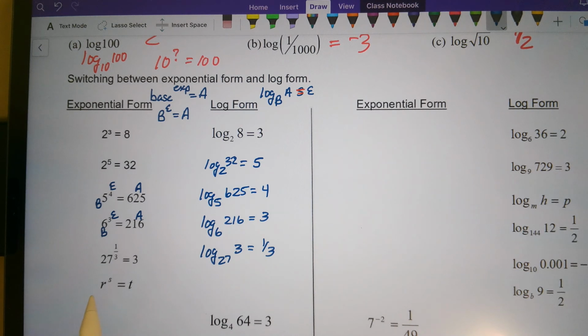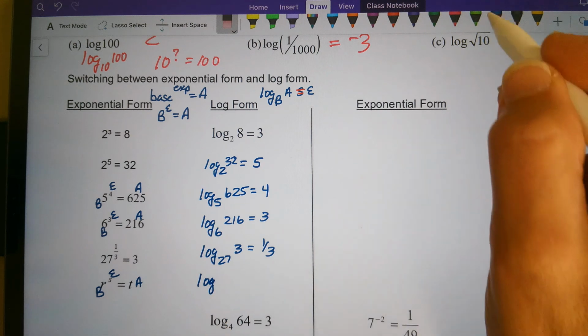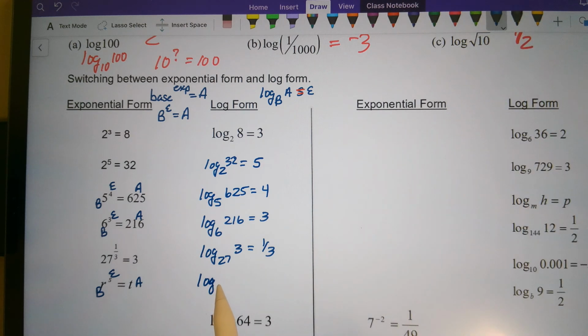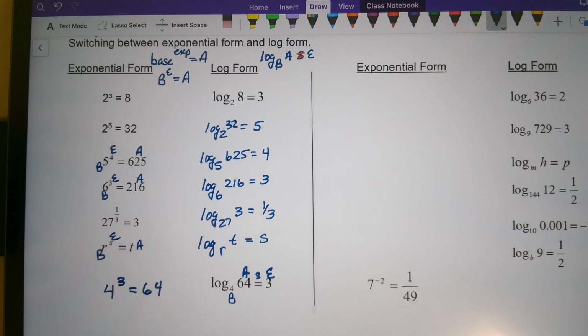R to the S equals T. Our base is R, our exponent is S, our answer is T. Log base R of T equals S. And the last one goes the other way. It spells out log base, B-A-S-E. So our base is 4, our exponent is 3, equals 64, and that's correct. 4 to the power of 3 is 64.